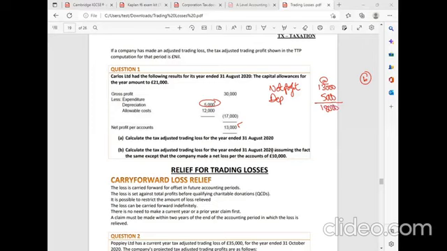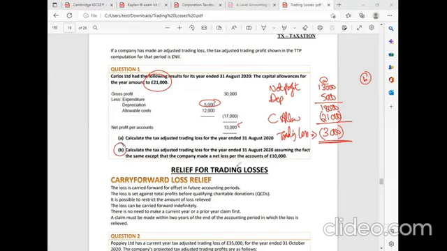And any other thing? There's capital allowance. How much capital allowance? 21,000. So the answer is coming in minus. It's a loss, a trading loss. This is the way the trading loss will arise for the company, similar to the individual.